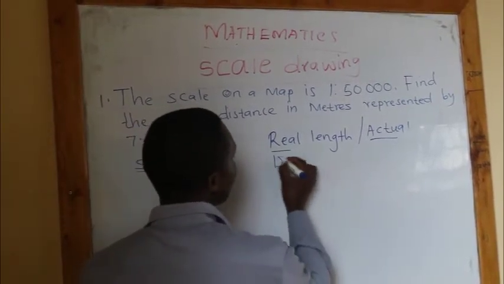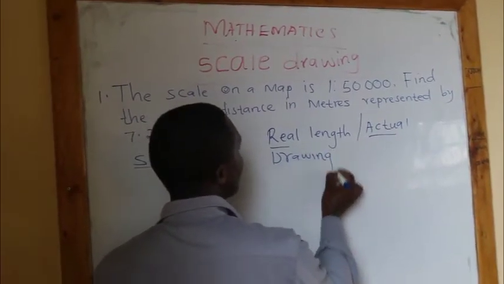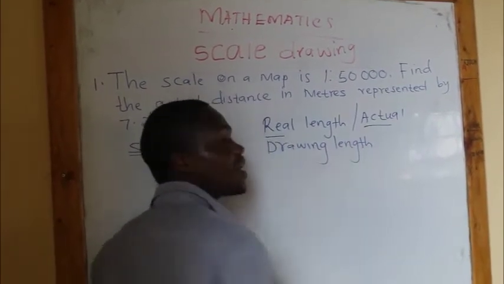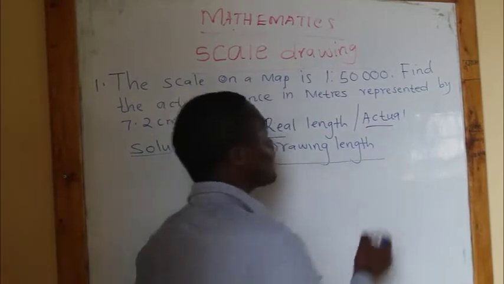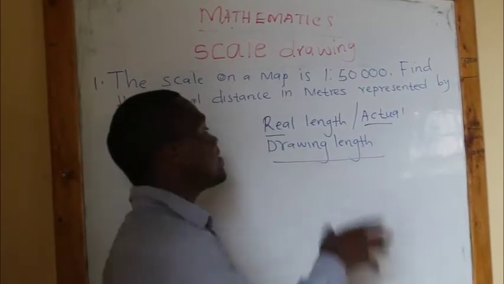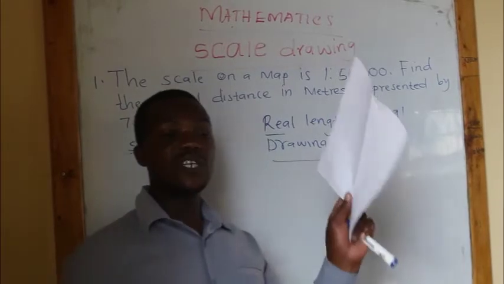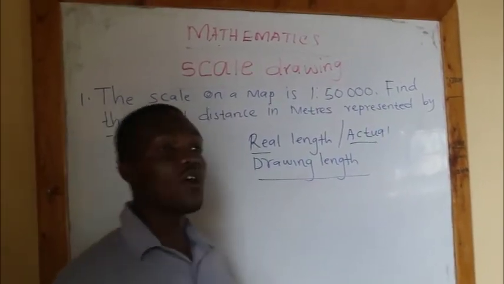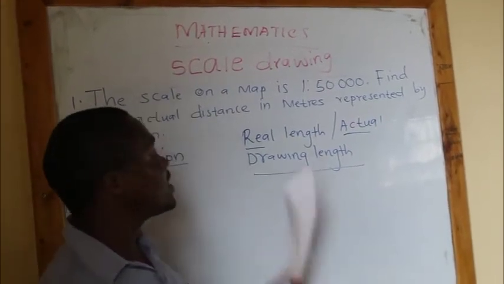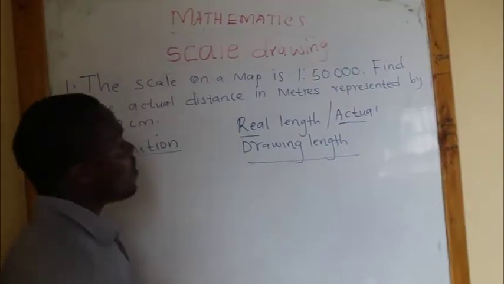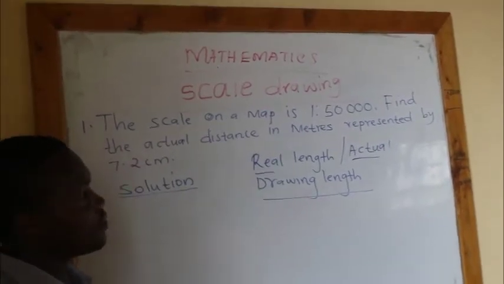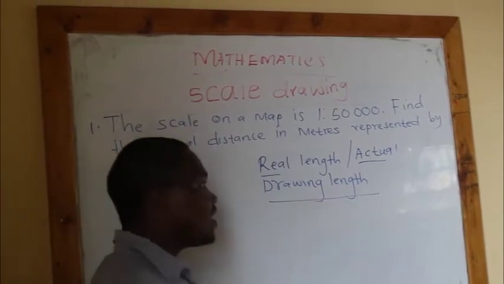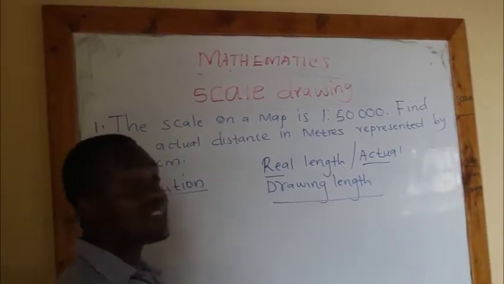So we have another type of measurement. We call it the drawing length. A drawing length is a type of length that is used to represent the real length outside this particular piece of paper. In this case, we prefer using what we call a scale, and that's why we call it scale drawing. I'm now going to move to our first question, whereby we shall be calculating the real length or the drawing length, or sometimes you can calculate the scale.